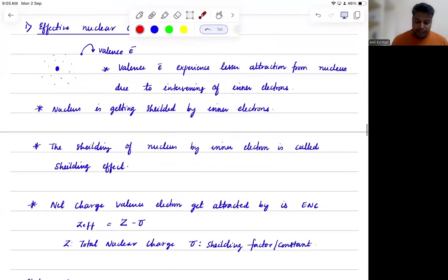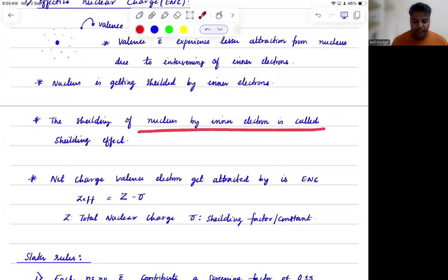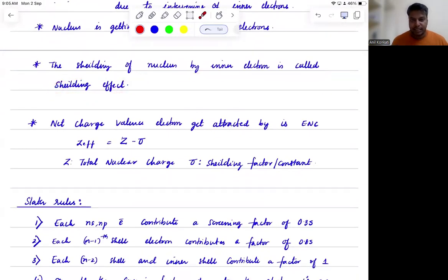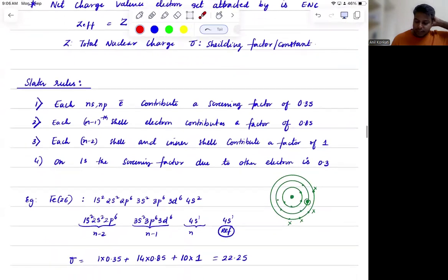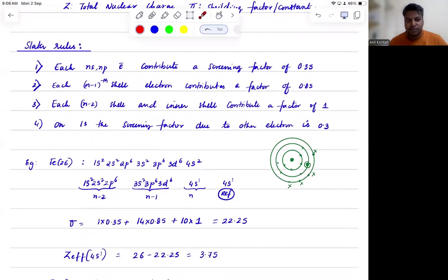The shielding of the nucleus by inner electrons is called the shielding effect, and the net charge which this electron experiences we call effective nuclear charge, or Z effective, which is equal to Z minus sigma. Z represents total nuclear charge, sigma represents the shielding factor or a constant. See, this has been framed based on Slater's rules. According to Slater's rules, what do you know?